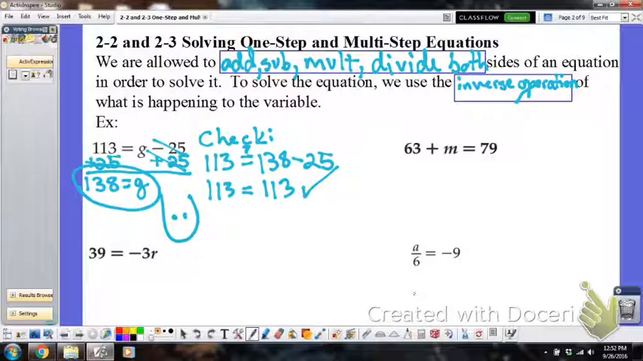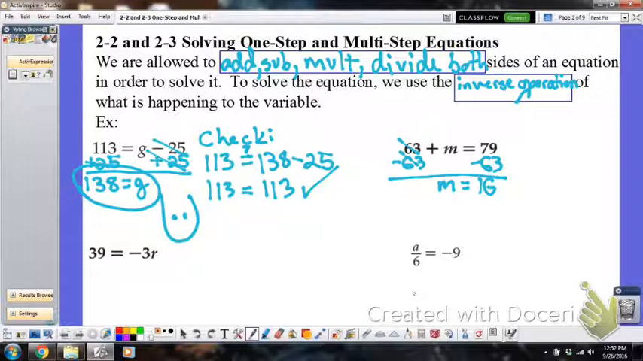The next example, 63 plus m is equal to 79. This time we are getting added onto m. The 63 is positive, so we are adding it onto m. So to undo the addition of 63, use the inverse operation of subtracting 63 from both sides of my equation. Well, 63 minus 63 is 0, so those cancel out. We're left with an m. And that is equal to 79 minus 63, which is 16.